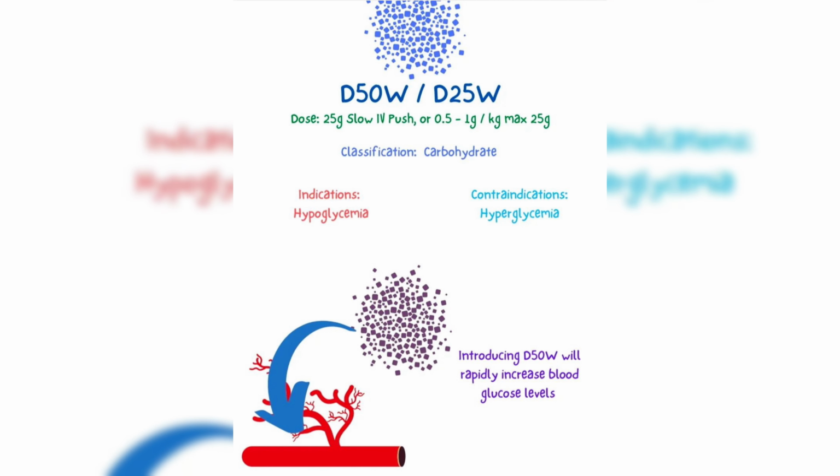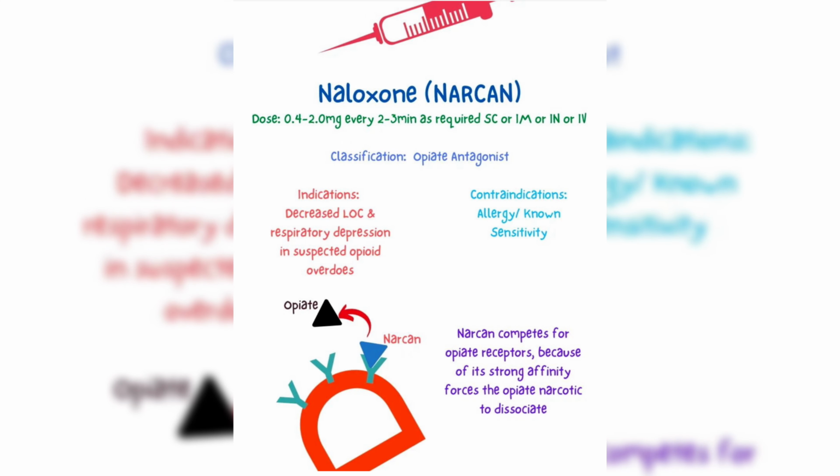Our sixth medicine is 50% dextrose in water, D50W, and 25% dextrose in water. Dose: 25 grams slow IV push, or 0.5 to 1 gram per kilogram, max 25 grams. Classification: carbohydrate. Indications: hypoglycemia. Mechanism of action: giving D50W will rapidly increase blood glucose levels. Contraindications: hyperglycemia.